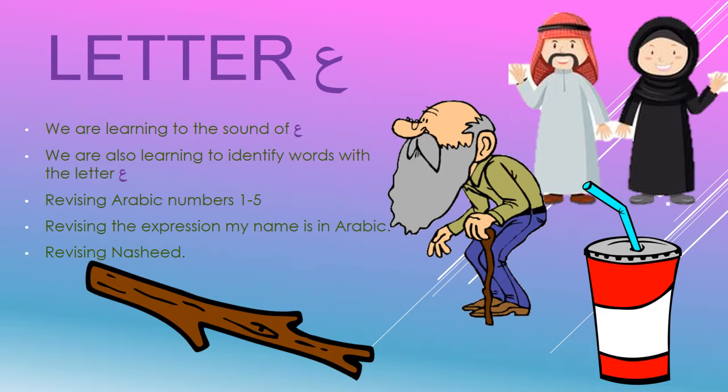Okay, so today we are going to be learning about a new letter, and that letter is the letter Ain. Now, before we learn about the letter Ain, we're just going to revise some of the things that we learned last week. So we're going to revise our Arabic letters, which is Ta and Dha that we learned last week. We're going to revise our Arabic numbers from 1 to 5, and we're going to revise the expression "my name is" in Arabic.